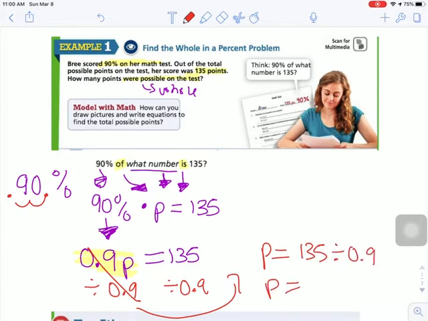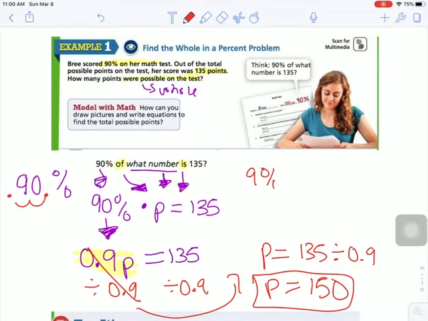So go ahead and calculate this out. How many points were possible? How many points did we have total on the test? So total on the test, we had 150 points. So that is our whole. So we can go back up and we can say, so 90% of 150 is 135. And you can always go back up and check yourself. You can multiply 90% times 150, and that will give you 135. So you could do 0.9 times 150 and check yourself and say, does this equal 135?